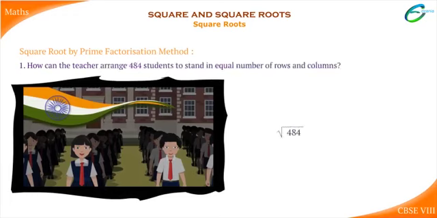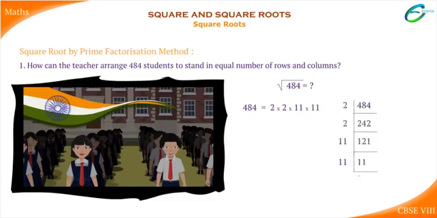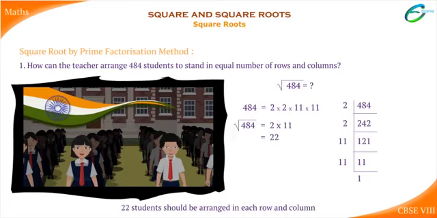Square root of 484 is equal to, yes, using prime factorization method, we can easily find the square root of 484. As usual, prime factorize 484. That will be equal to 2 into 2 into 11 into 11. Take one number from each pair and multiply them to get the value of square root 484. Square root of 484 is equal to 2 into 11. That is equal to 22. So 22 students should be arranged in each row and column.